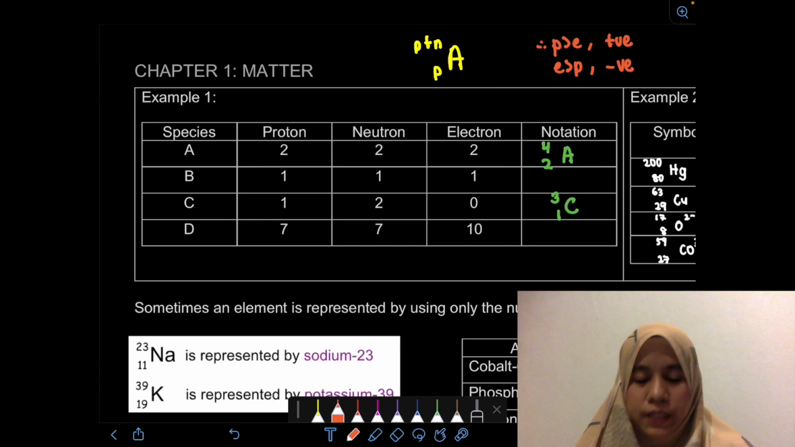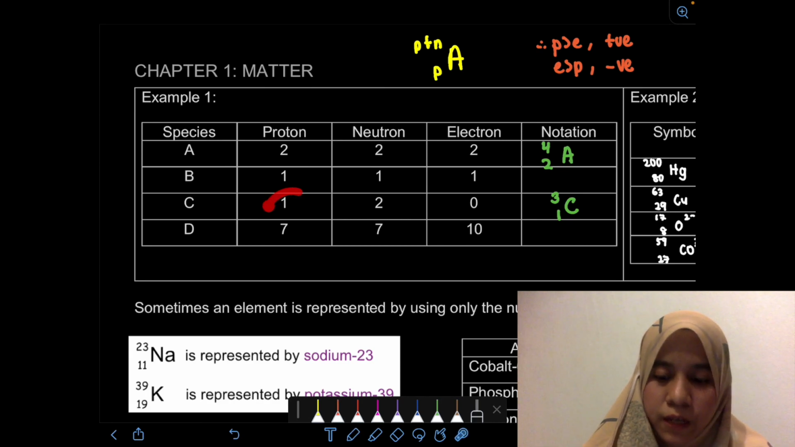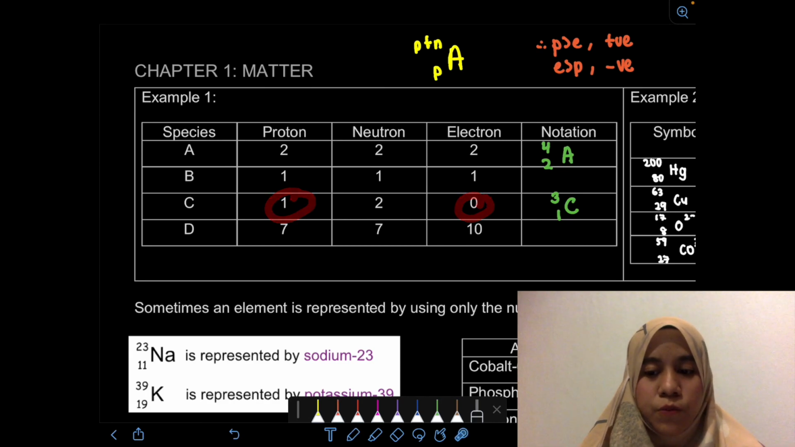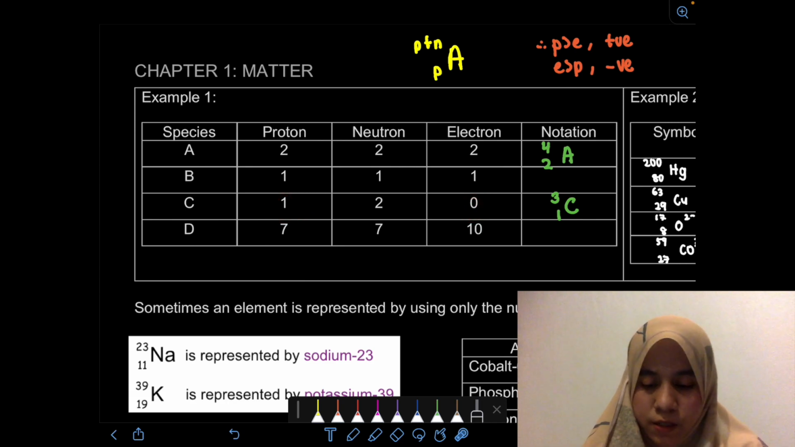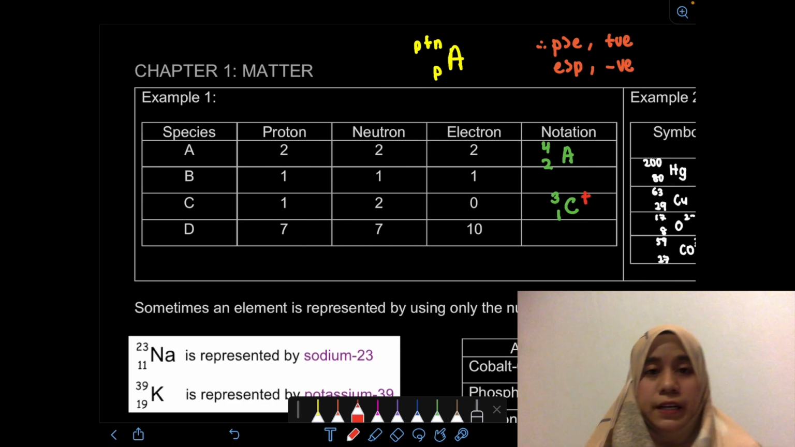Okay, so sekarang ni kita tengok pula. So sekarang ni the difference is actually proton ni is more than our electron. More dia tu more by berapa? Is more by 1 sahaja. So kita akan letak a positive sign. Tak perlu buat nombor.